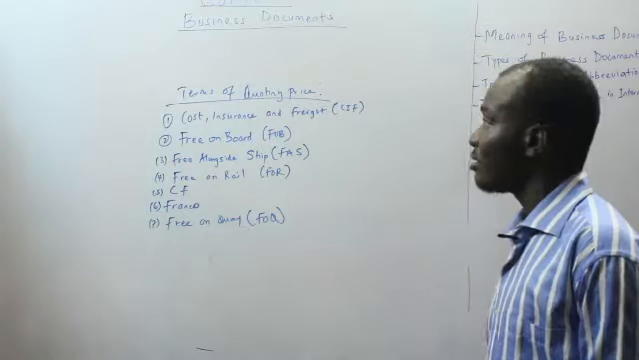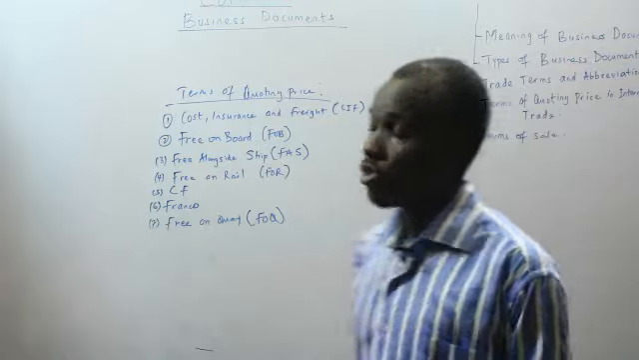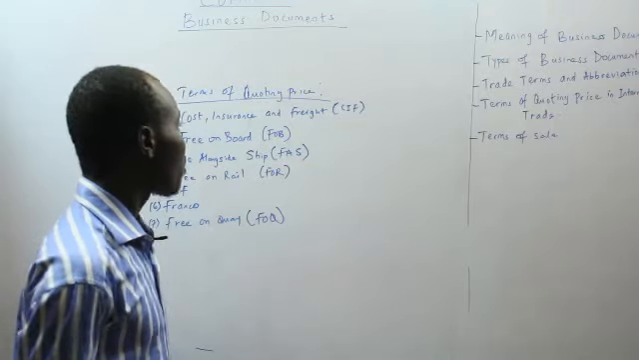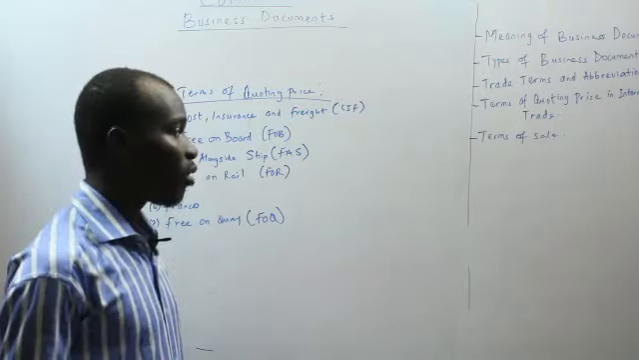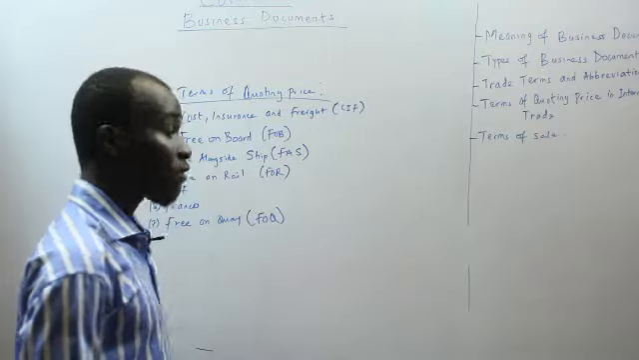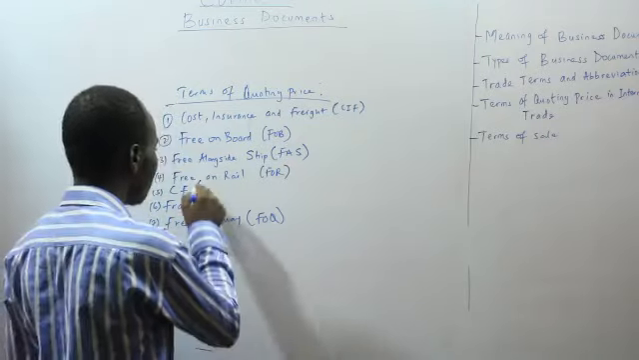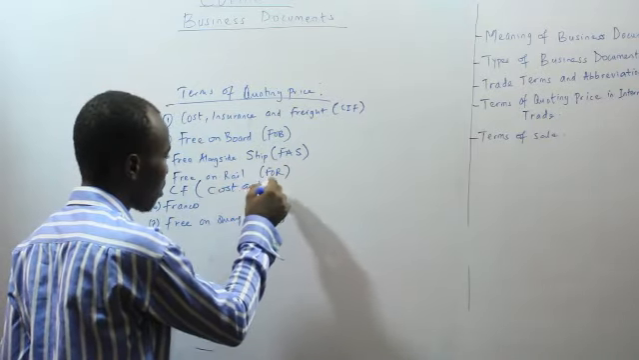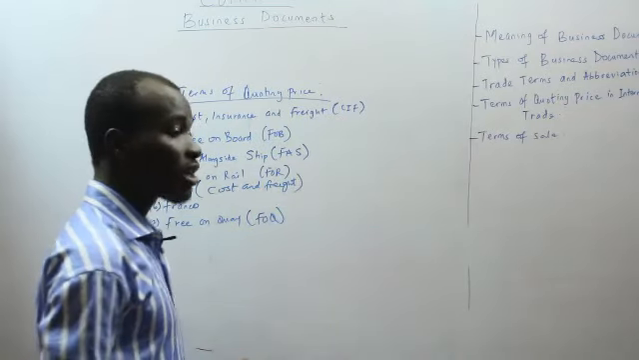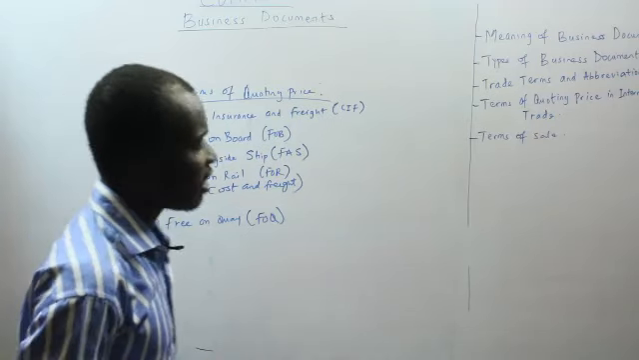Now we are going to look at the terms of quoting price in international trade or foreign trade. We have different terms of quoting price in international trade. We have cost, insurance and freight. We have free on board. We have free alongside ship. We have free on rail. We have cost and freight, which is C&F. We also have free on quay. So the first one we have is cost, insurance and freight.